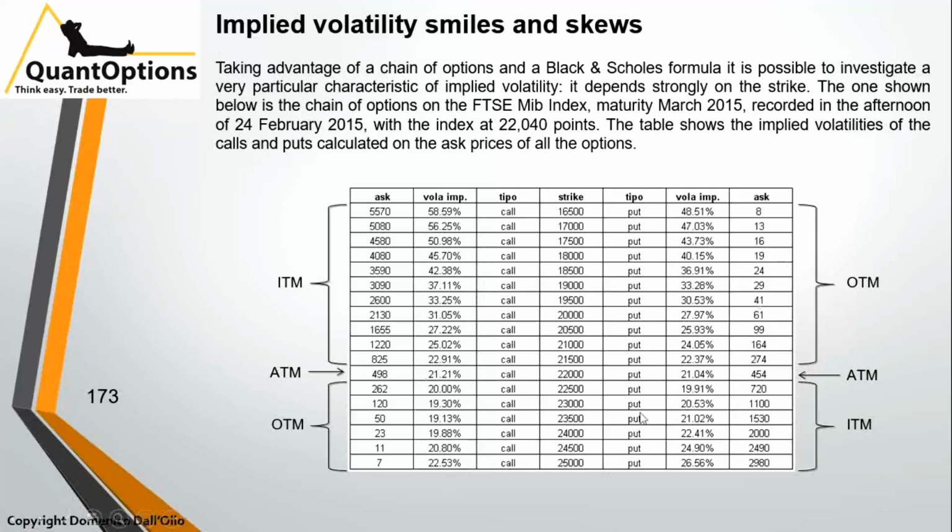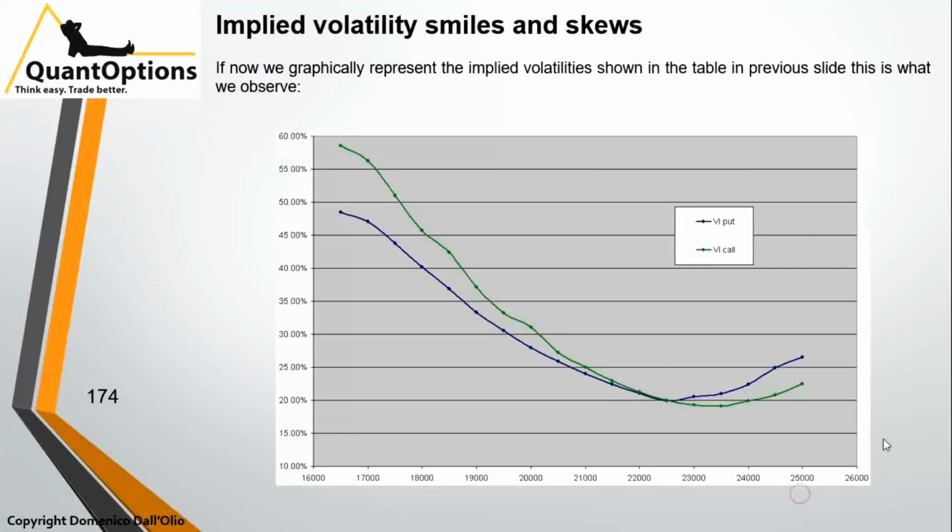Let's put all these values on a chart such as this. If we now graphically represent the implied volatilities shown in the table in the previous slide, this is what we observe. The blue line is the implied volatility of puts. The green line is the implied volatility of calls. And this is proof that the put-call parity is merely theoretical. For each single strike, we have sometimes very different values of the implied volatility of the calls versus the implied volatility of the puts. This is a very typical volatility skew.